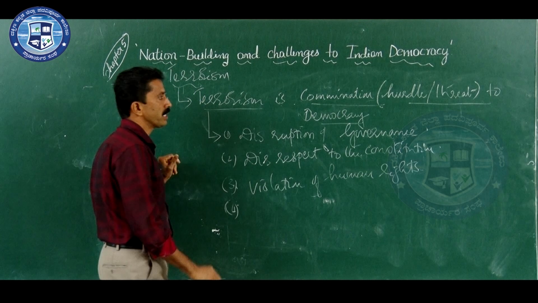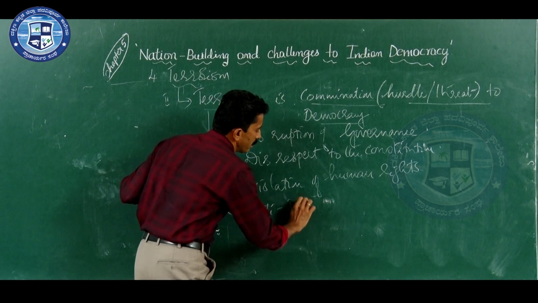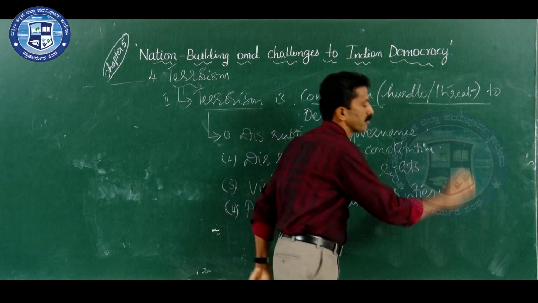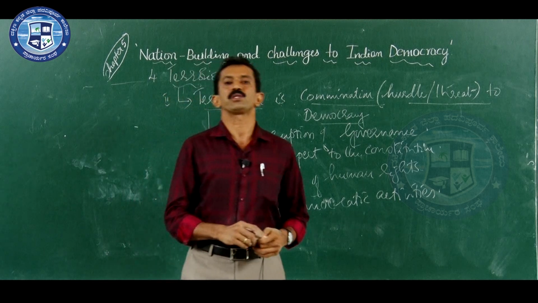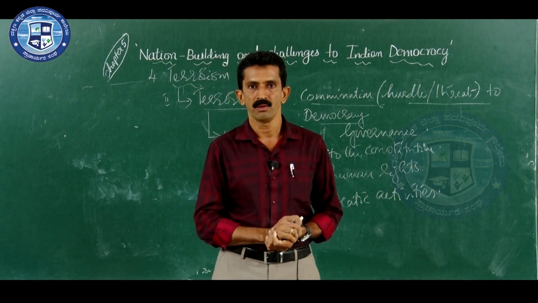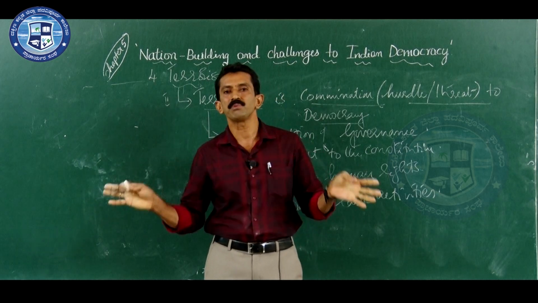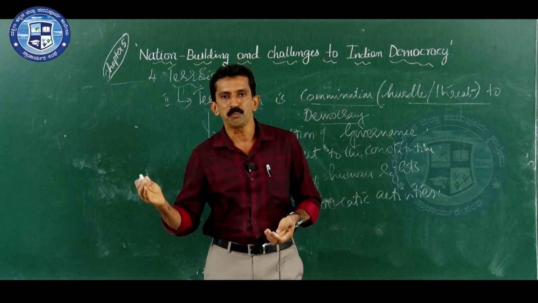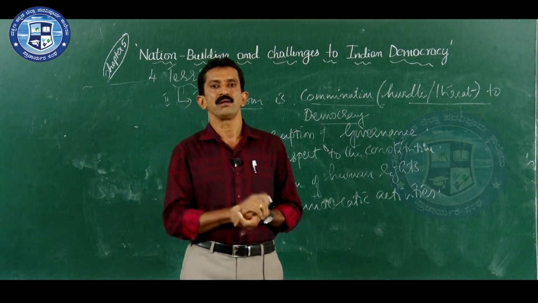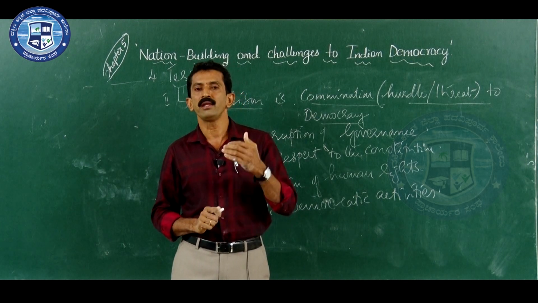Then another important reason how terrorism is a challenge to democracy is anti-democratic activities. The terrorist does not have any respect for democracy and the democratic process. They are always against democracy. Always they target the democratic institutions. They want to disrupt the polling process. They will target the polling officers. They will kidnap the political leaders. They will kill the voters, and also they threaten the voters when they are casting their votes.